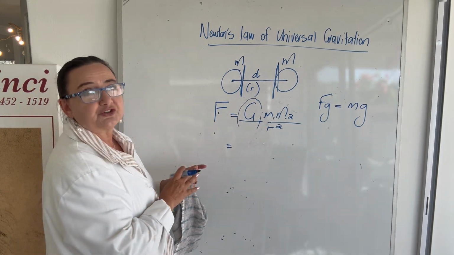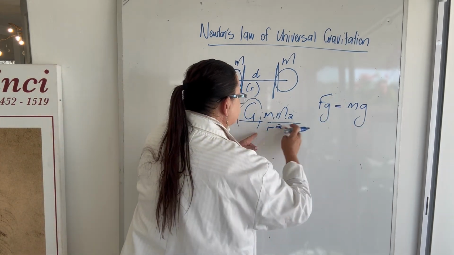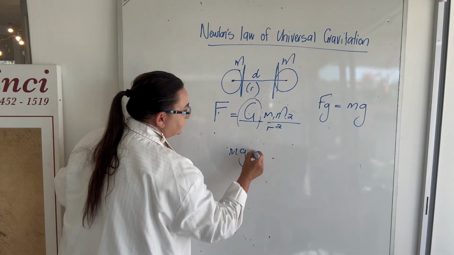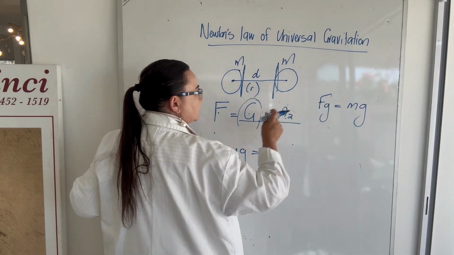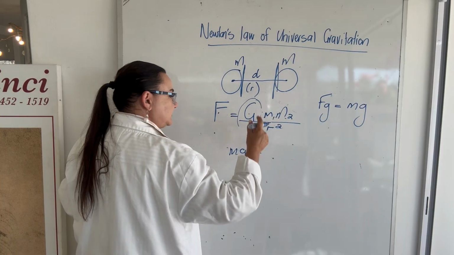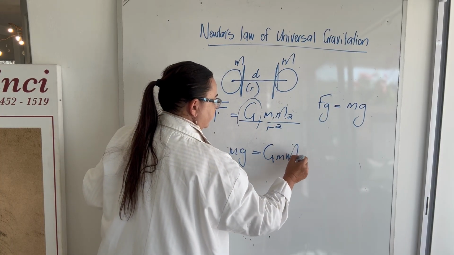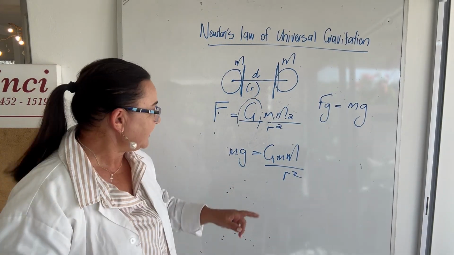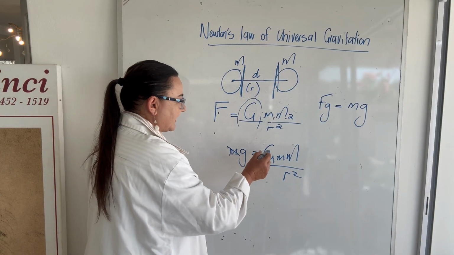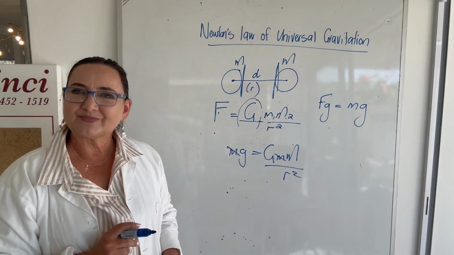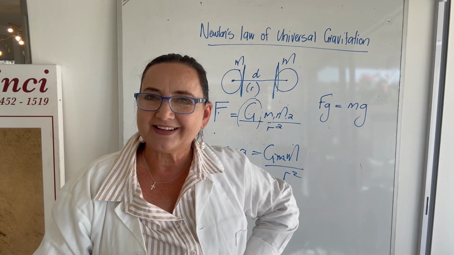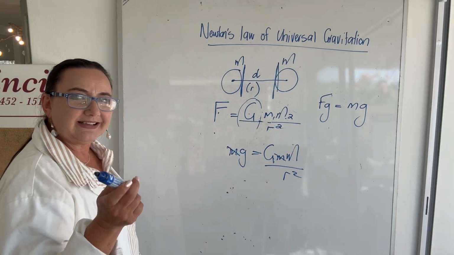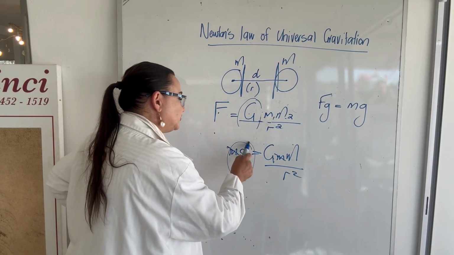So if that is true, then now I can use it like this. I can say, okay, then if this equals F and this also equals F, then that equals this. So let's do that. And what do we see now? What we now see is that my mass, look at that, falls away. So my mass does not really matter when I work out g.